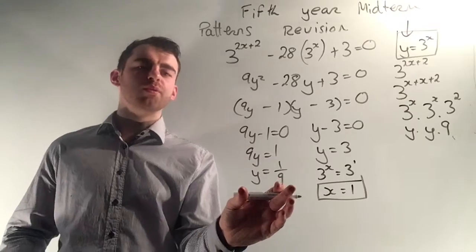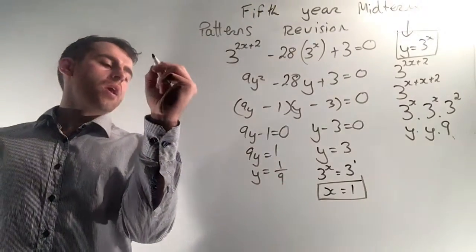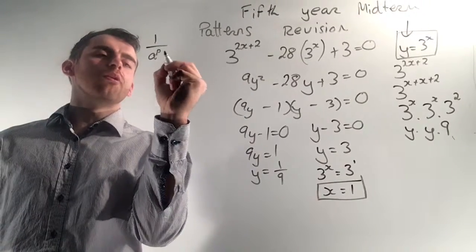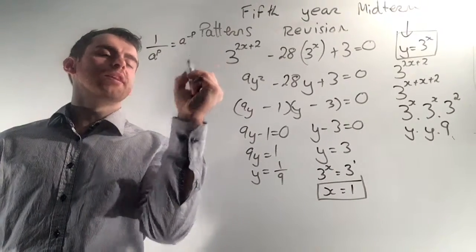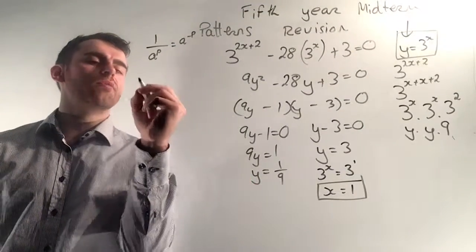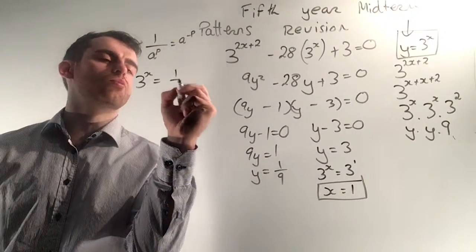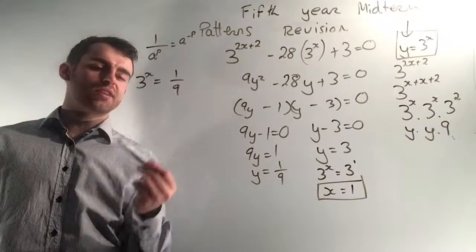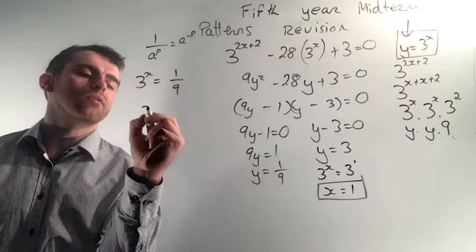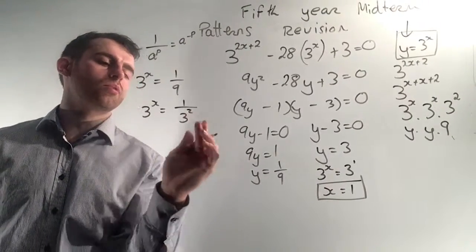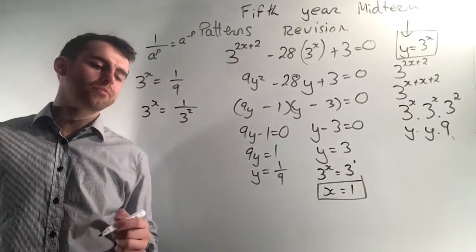The next one here now is the 1/9. I might finish it up here. One of your rules of powers is that 1 over a to the power of p is equal to a to the power of minus p. Now, the first thing I would do, instead of the y, I would sub in 3 to the power of x equals 1 over 9. Clearly, if this is 3 to the power of something, I want this to be 3 to the power of something. So I could rewrite that as 3 to the power of x is equal to 1 over 3 squared, because 3 squared is the same as 9.